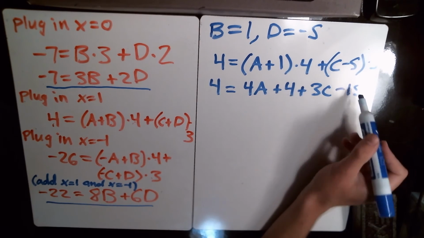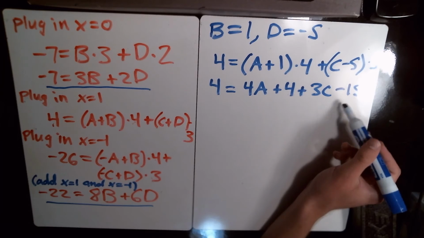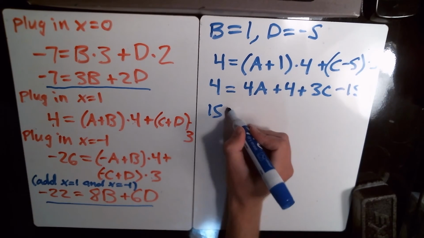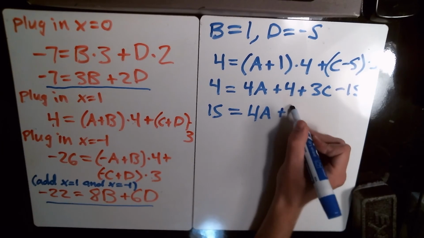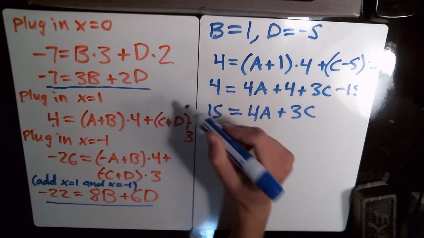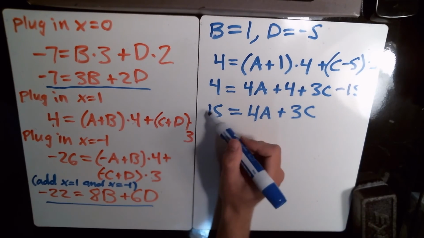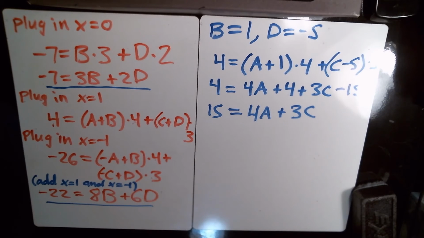Okay, so 4 minus 15 is negative 11, and then I'll just add the 11 over, so we get 15 is equal to 4a plus 3c. I just got all the numbers over there, so I kind of subtracted 4, added 15, and we get 15 there. So 4a plus 3c is 15. So that's one equation with a and c in it.